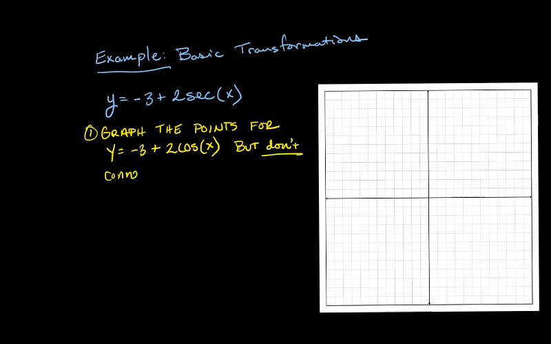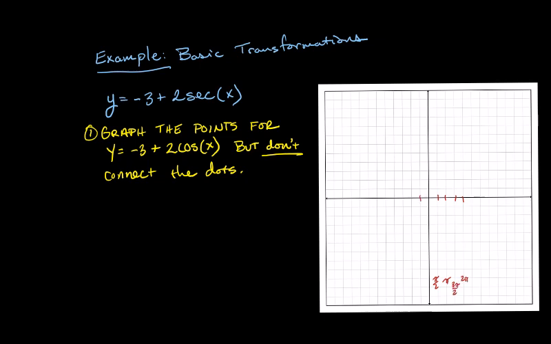Right? Don't connect the dots because it's not a cosine graph. Alright, so here we go. Let's get a nice axis here. There's no period change, there's no horizontal shift, so it'll be just 0 to 2 pi. So pi halves, pi, 3 pi halves, and 2 pi.